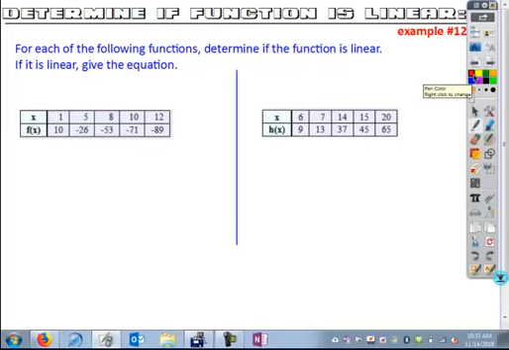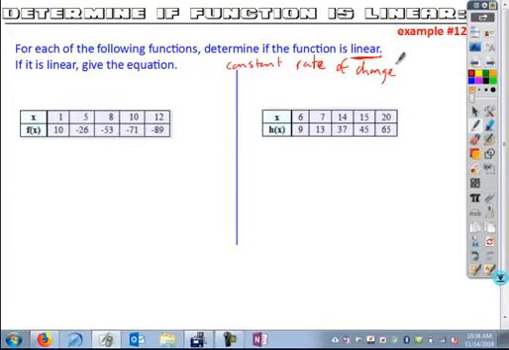So the next type of question that you're going to be asked is to identify whether a table of values is modeling a linear function. In order for it to be a linear function, it has to have a constant rate of change. So if the rate of change is different between any two intervals along the graph or table, then it's not a linear function.